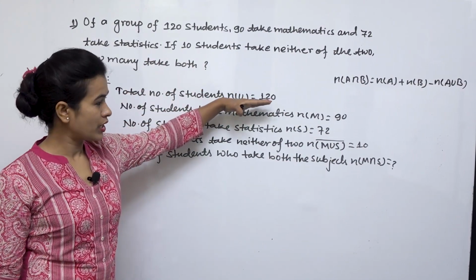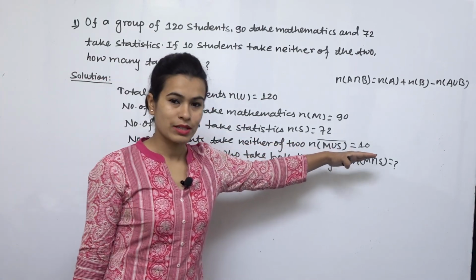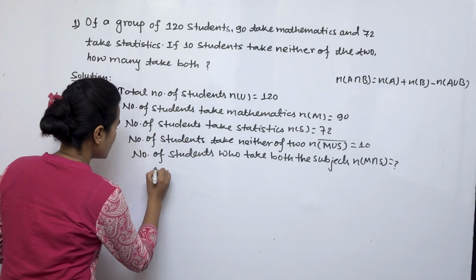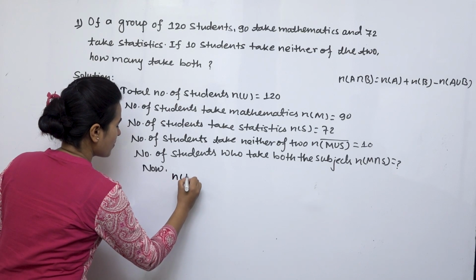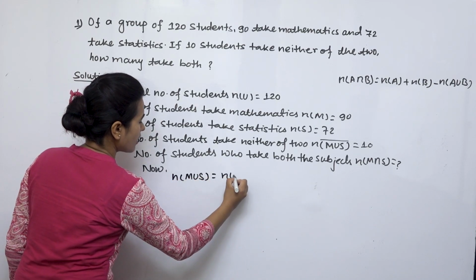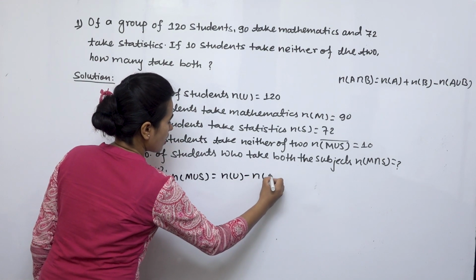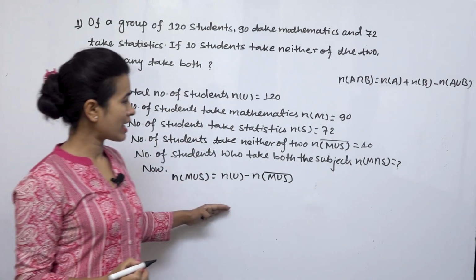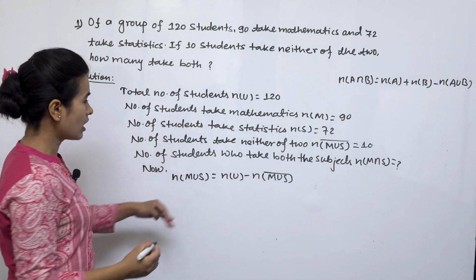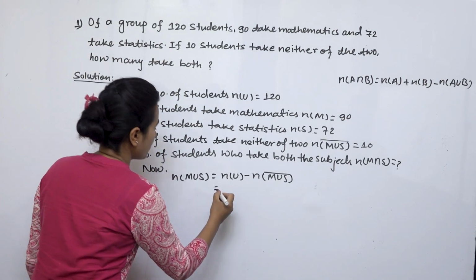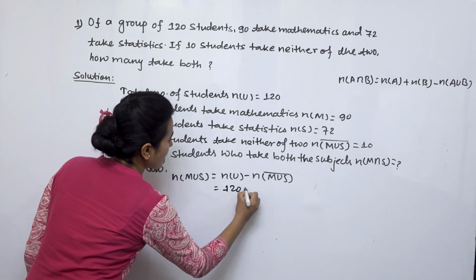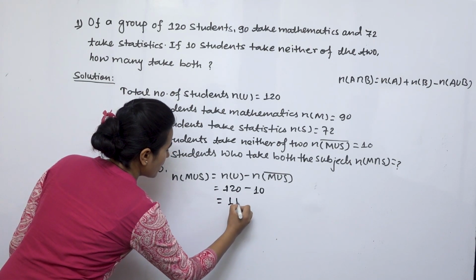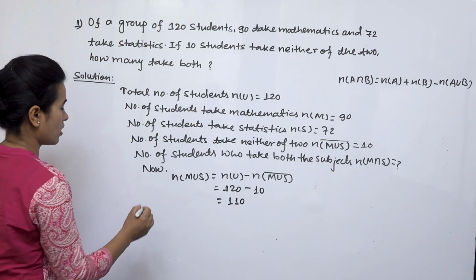We know the total number of students. We know how many do not take any of the subjects. So we can easily find out how many take either one. For that, n(M union S) equals n(U) minus n(M union S complement). If from the total number we subtract the students who don't take any of the subjects, we can find how many take either one. We have 120 in n(U) and 10 don't take any subject. So 110 is n(M union S).